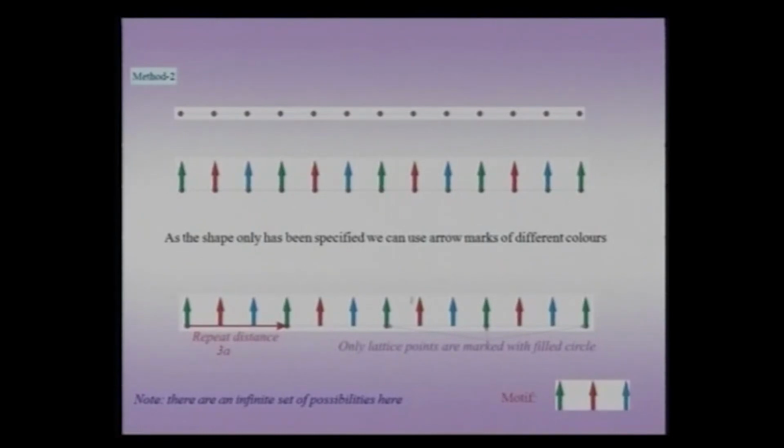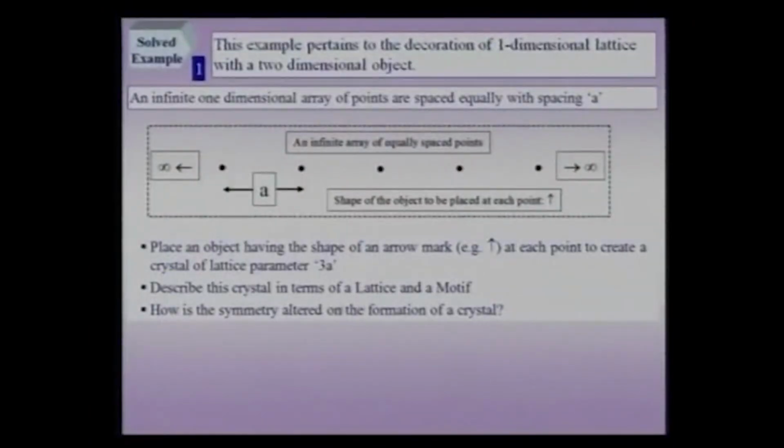Now if this motif goes on to decorate my lattice, which has a lattice parameter 3a, then I would get a crystal in 1 dimension which is infinite. So by considering different types of arrows, are we decreasing the symmetry of the crystal? Very good question, Mr. Debstosh, a very important question: by considering different types of arrows, are we lowering or changing the symmetry of the crystal, which I would be constructing if I had to consider only one type of arrow? In fact, that is the third question we are asking ourselves: how is the symmetry altered on the formation of the crystal in these cases? And we will answer it in a moment.